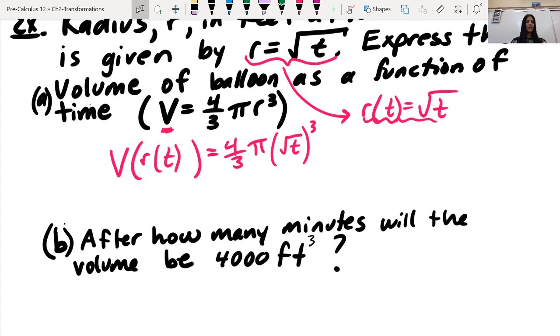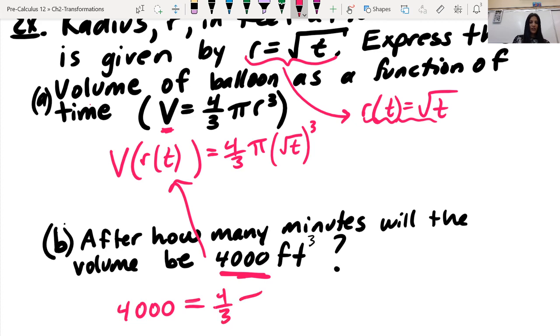Part B, after how many minutes will the volume be 4,000 feet cubed? Again, I'm probably going to say this about everything all year, but this really feels like review. I hope it does for you. But basically, I think you've maybe done the hard part. If this is saying after how many minutes will the volume be 4,000 feet cubed, we plug that in for volume. So in our equation, we're going to have 4,000 that we're plugging in here equals 4/3 pi times root t cubed.